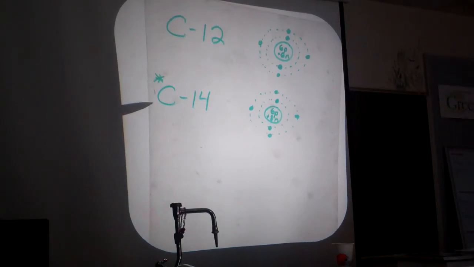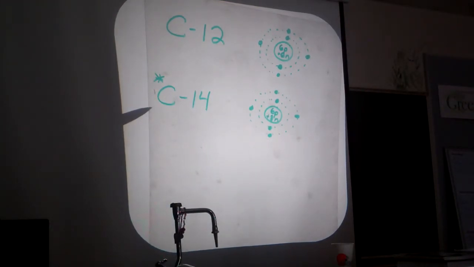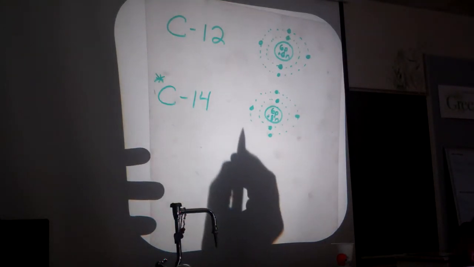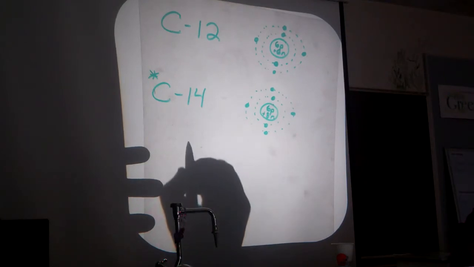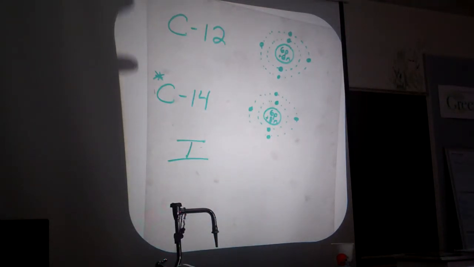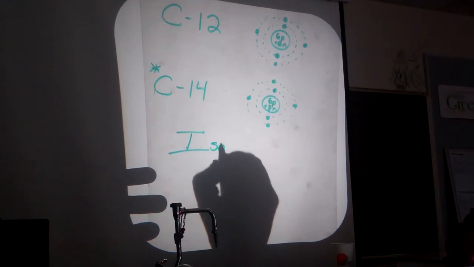That's why this one is radioactive. This one has a couple more neutrons than normal, which makes this atom as a whole unstable. It doesn't like to stay glued together. There is a word that starts with an I that is used to talk about atoms that have variations of themselves. What's that I word? Isotopes.